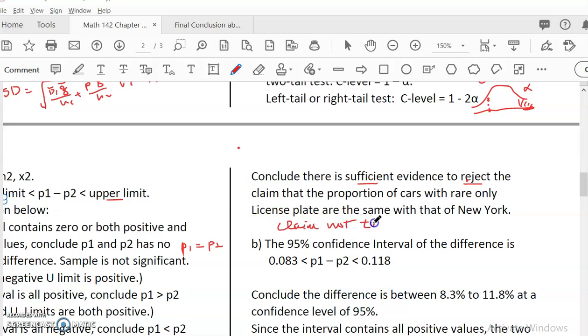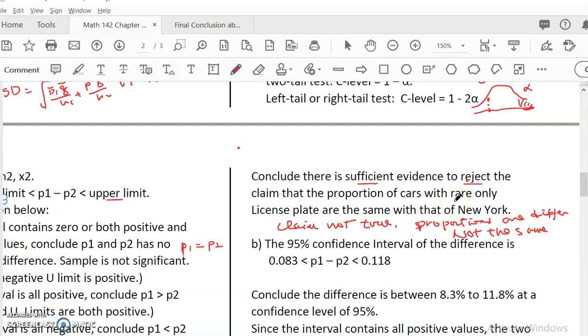And also you can see that whenever you have such a low p-value, the samples are not the same. The fact that the sample difference is so big indicates that the proportions are not the same. Proportions are different. They are not the same because you have a very, very low p-value.